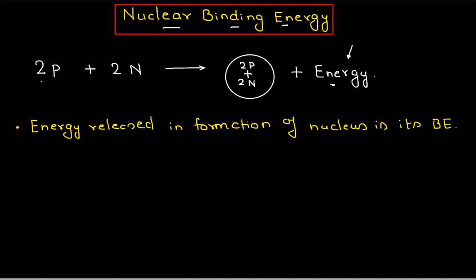Now why is it called binding energy? Which one is more stable, nucleus or two protons and two neutrons in isolation? Of course, nucleus is more stable, right? And if nucleus is more stable, nucleus won't break just like that, because the energy of the nucleus is lesser. So how much energy is required by the nucleus to break into its constituents? What do you think?